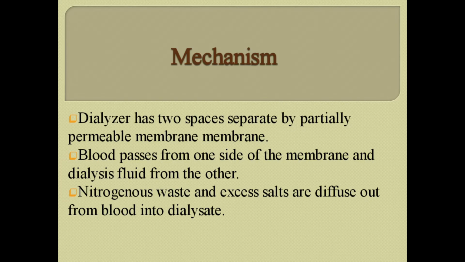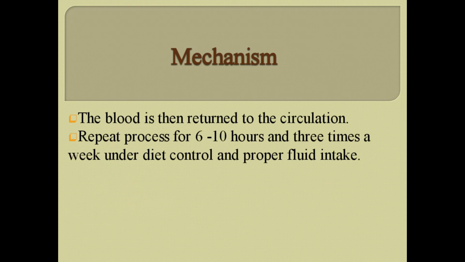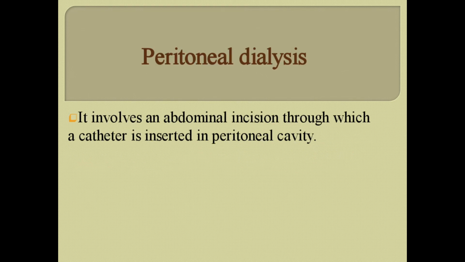So here in the text, the dialyzer has two spaces separated by a partially permeable membrane. Blood passes on one side of the membrane and dialysis fluid on the other. Nitrogenous waste and excess salts are diffused out from the blood into the dialysate. The rest of the blood is then returned to the circulation, and this process is repeated for 6 to 10 hours 3 times a week under diet control and proper fluid intake.